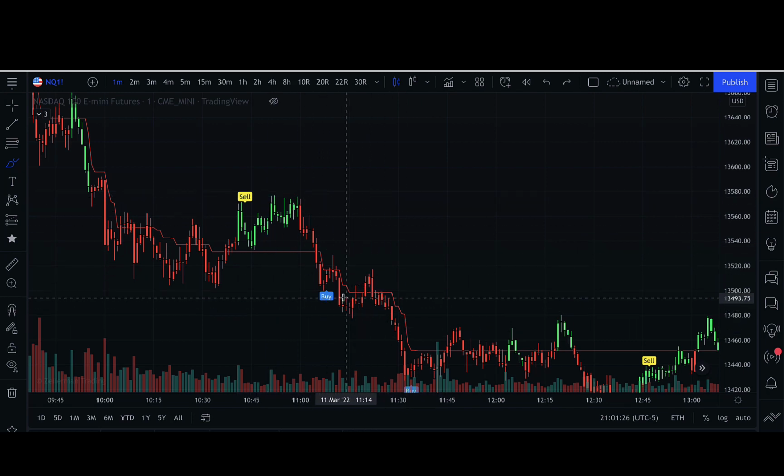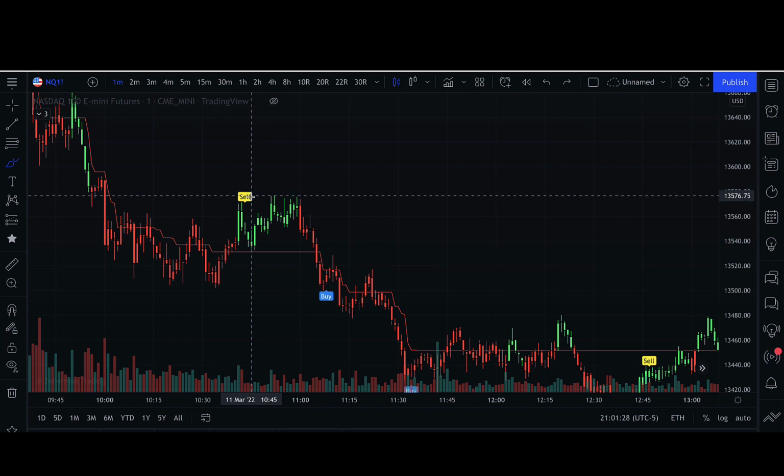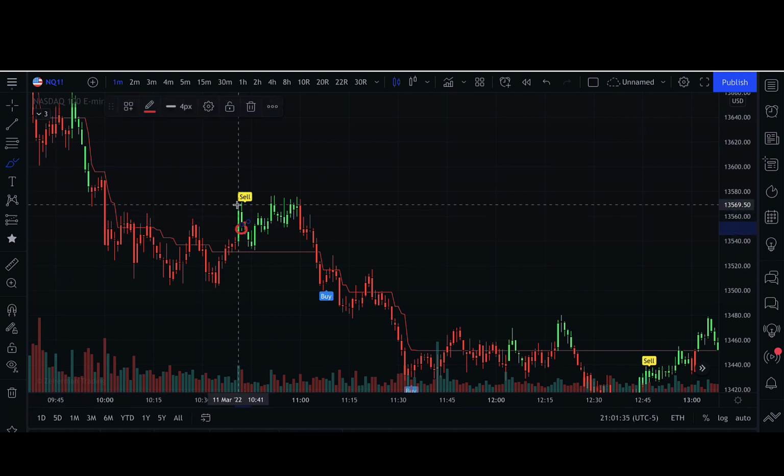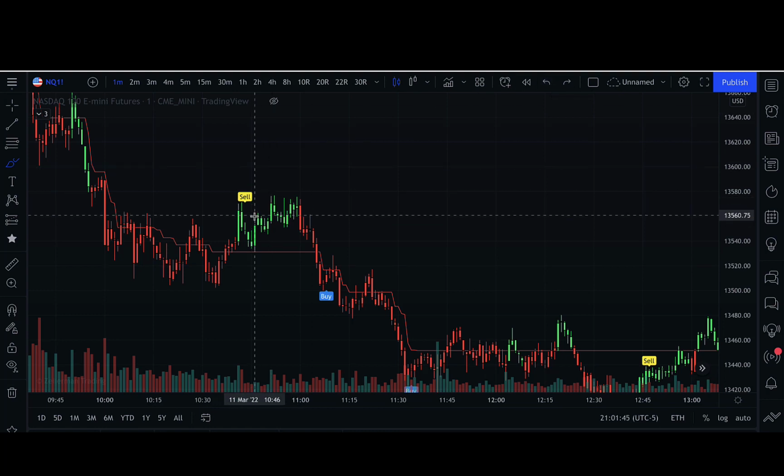All right. The third way is if you want to put it at the high. Okay, so we get the sell sign here. That means it has to be here. And as you can see, we would get stopped out. All right, so if I'm trading this, I'll enter this. I'll be aggressive. I'll enter this.